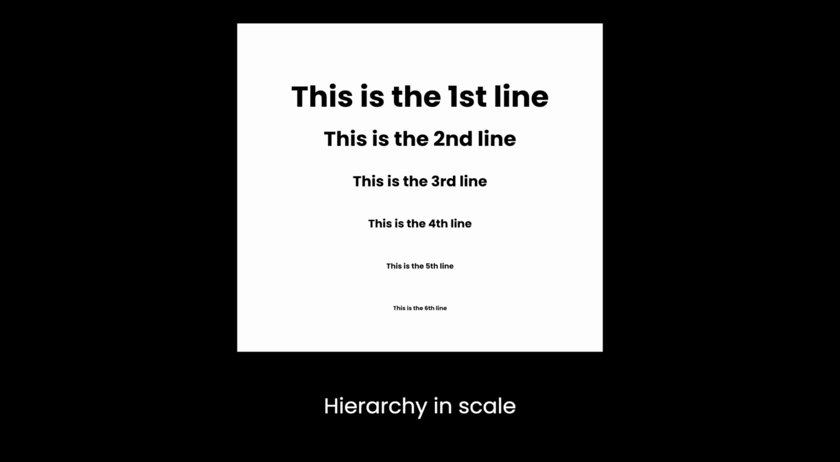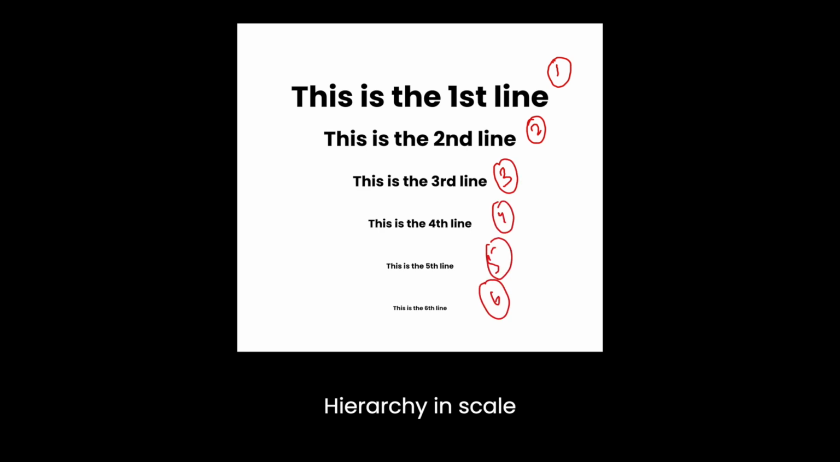If you see, what is happening here is that we have 6 lines of text, and all of the text have different text sizes, right? So if you see, when I put this up on the screen, the obvious thing that you're going to notice first is this text, followed by this text, followed by this text, this text, this text, and this text.